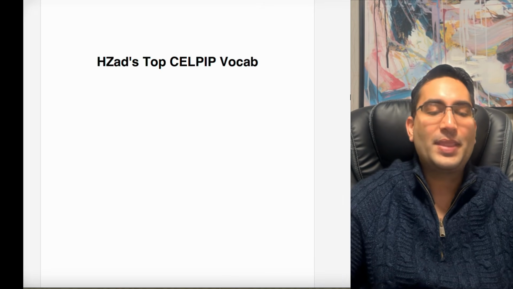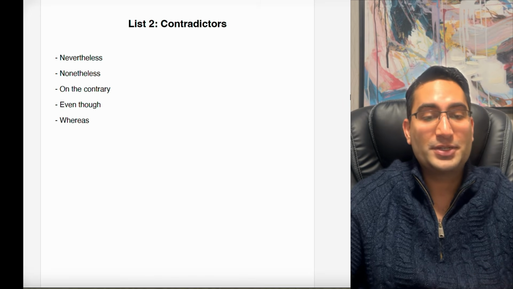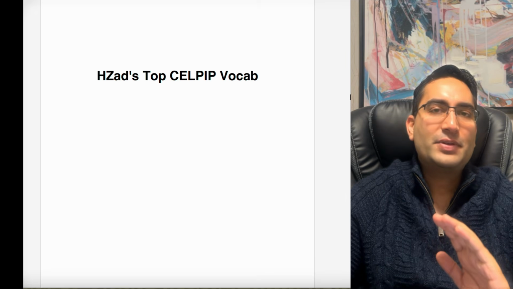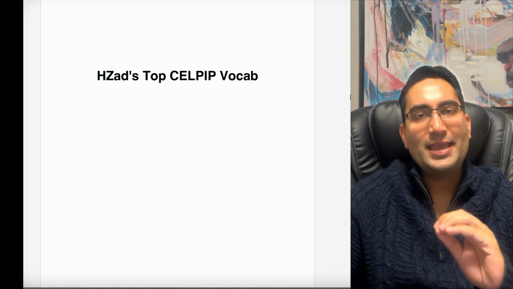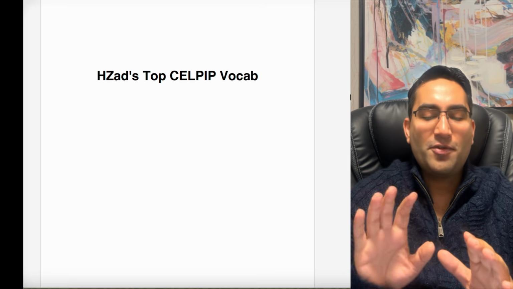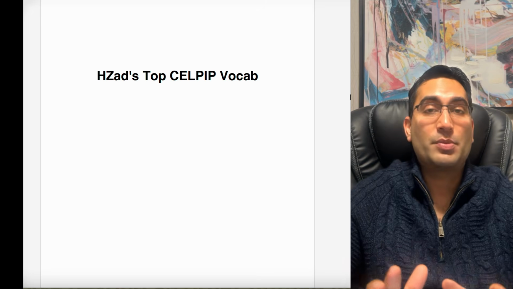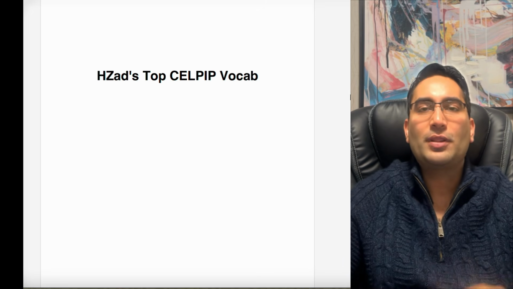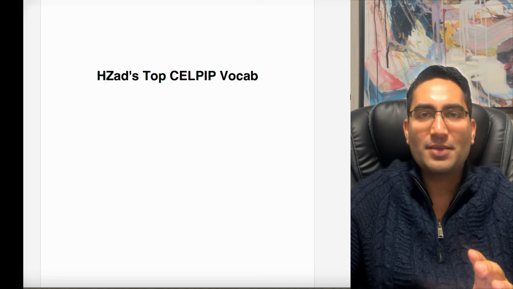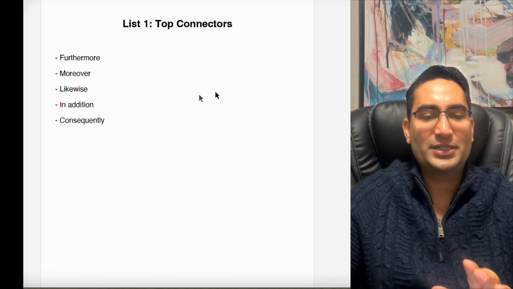What I have, guys, today is a list, not only one list, but a list of connectors, a list of contradictors, and more lists down the road. I have 10 lists for you. Each list has 5 words. I want you to have 5 words for each type of situation that you will face in CELPIP writing and speaking, and these are only 5 words per list, which means you can actually use them and implement them without any excuses. Let's get started with the first list.